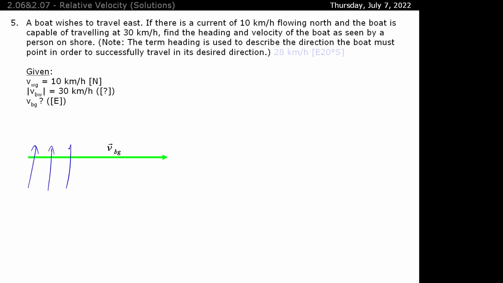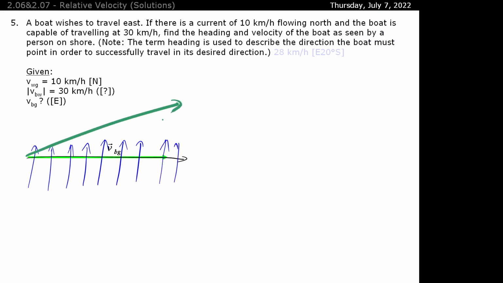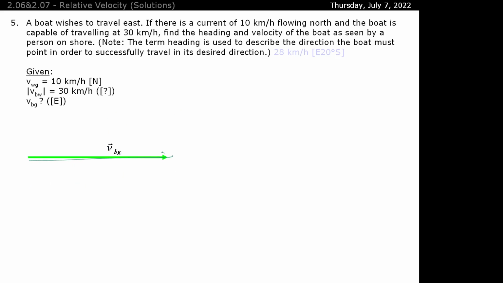So we have a river current flowing 10 kilometers towards the north. Now let's say that we innocently try to paddle our boat towards the east. We know that if we travel towards the east and the water current brings us towards the north, then our end result vector will be pointing somewhere out here. But that's not what we're trying to look for. We want our end result to be facing towards the east.